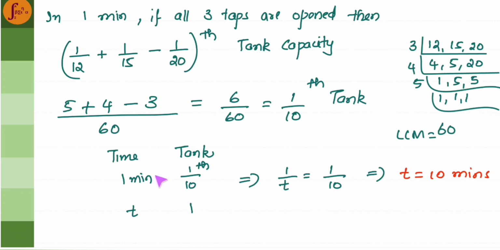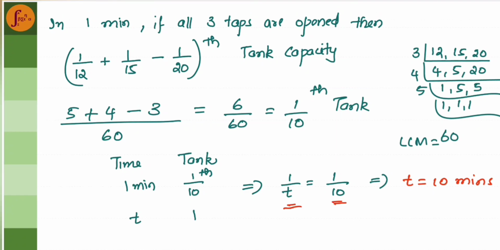Now we'll have to use ratio and proportion. In 1 minute, 1/10 of the tank. Let's consider the full tank capacity as 1. So how much time will be taken to fill this entire tank? Let's call it T, or X, or whatever. So it's going to be 1 by T is equal to 1 by 10, which means T is equal to 10. So the time taken to fill the entire tank is 10 minutes.